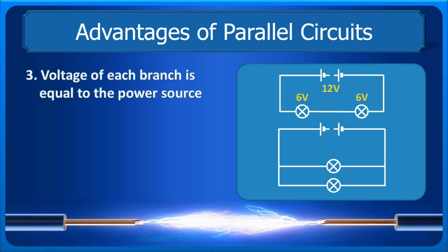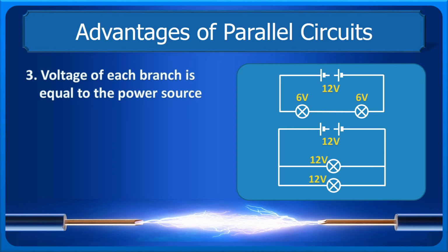In a parallel circuit, if we have the two components, or in this case the two light bulbs, on separate branches, each of the branches will get 12 volts, or in this case each component or each light bulb will get 12 volts.